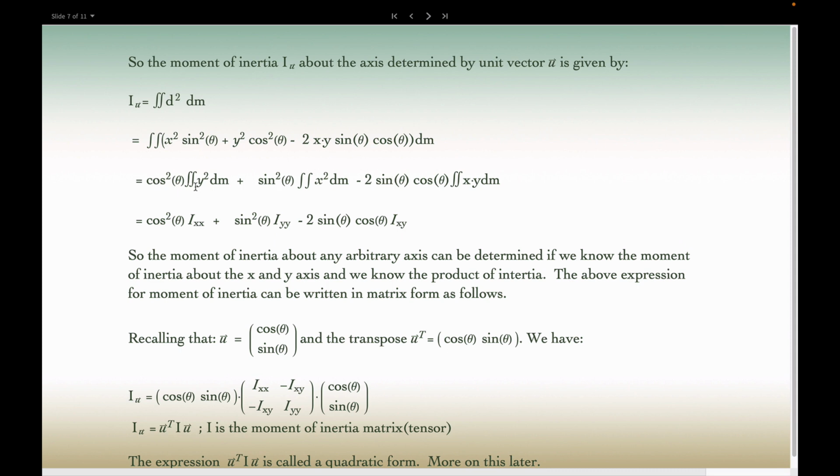And now we recognize something about these 3 integrals. The first one is cosine squared of theta times the moment of inertia about the x-axis. Now we're going to insert a double x down here.